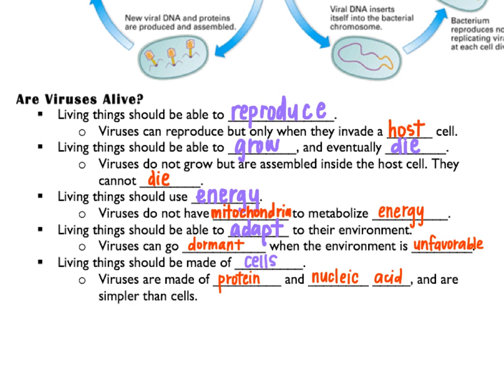The second qualification for life is that living things should be able to grow and go through a life cycle and eventually die. And so they kind of go through these stages in life. But we could say that viruses actually don't grow. They're assembled inside of the host cell, and so they don't actually go through stages. They just go from being nothing to being a virus. And once they're assembled, they actually cannot die.